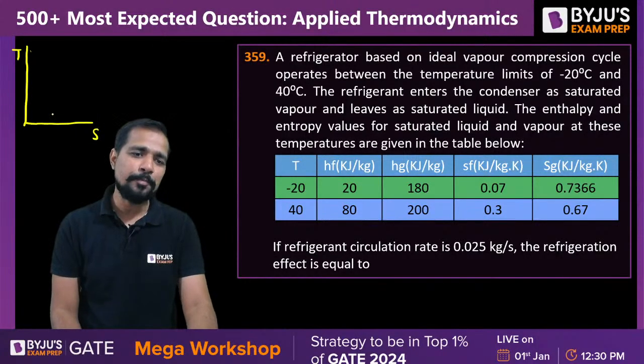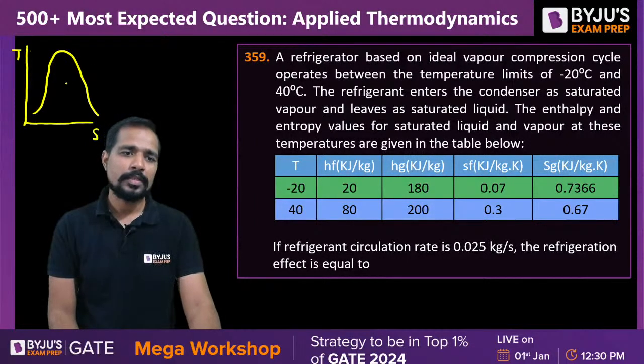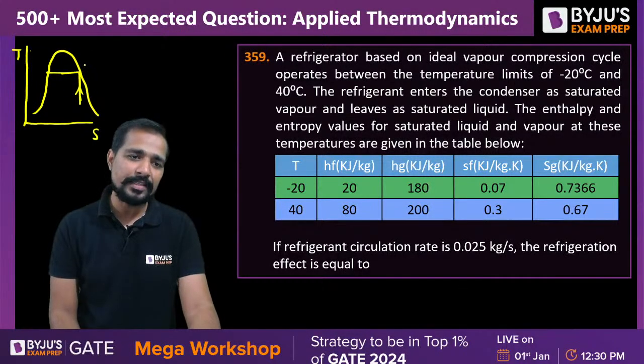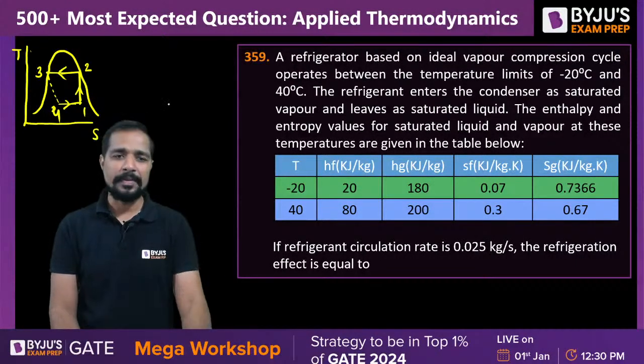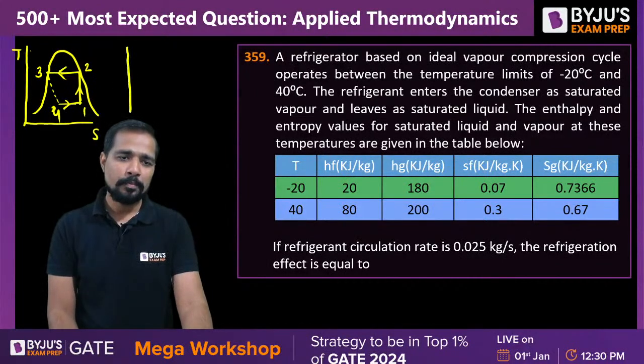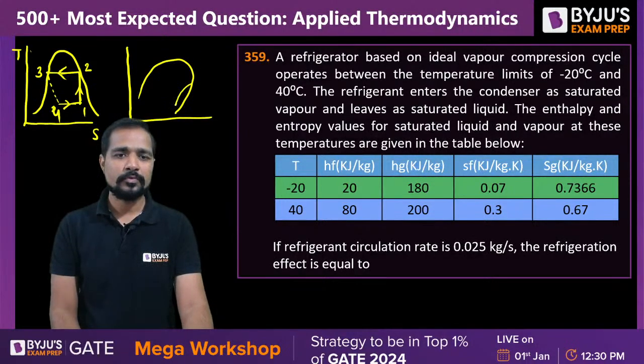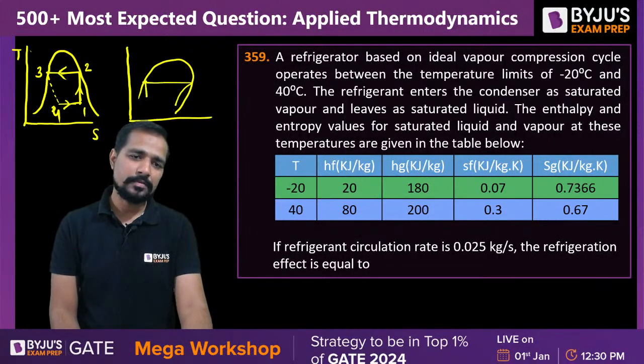If I draw the TS and PH diagram, my dear, then your refrigerant is entering at a saturated vapor and leaving at a saturated liquid, my dear. After that, 2 to 3, it will be somewhere like this, 3 to 4, 4 to 1, like this. Similarly, if I draw the PH diagram, very nice, wonderful. This is 1 to 2 to 3 to 4.